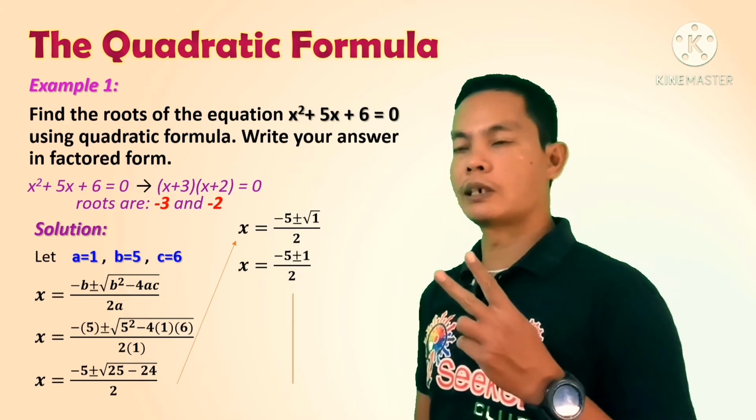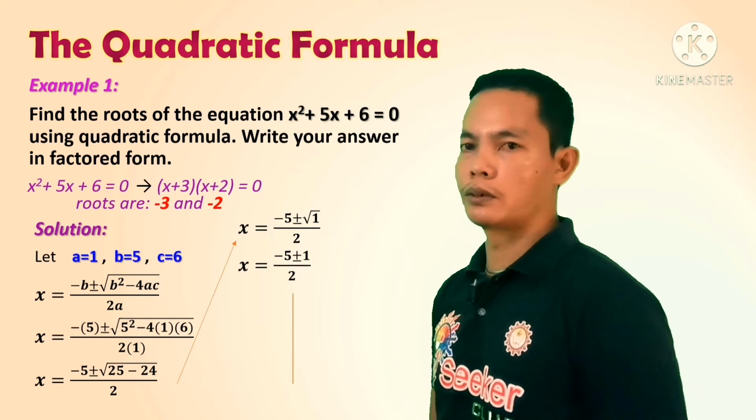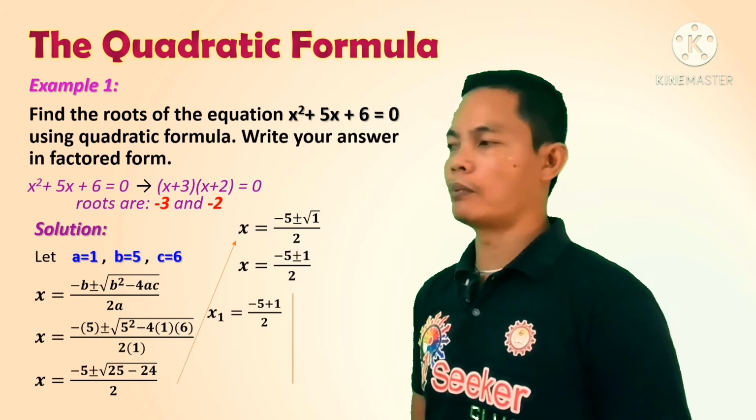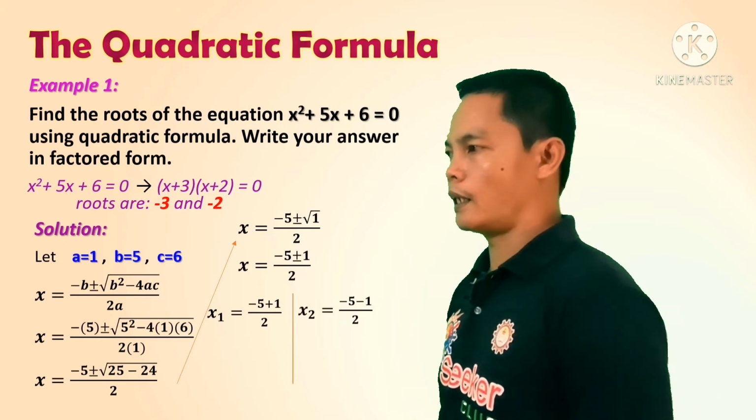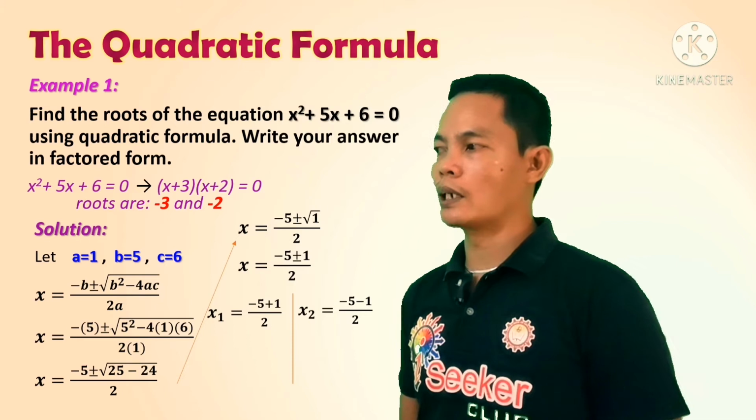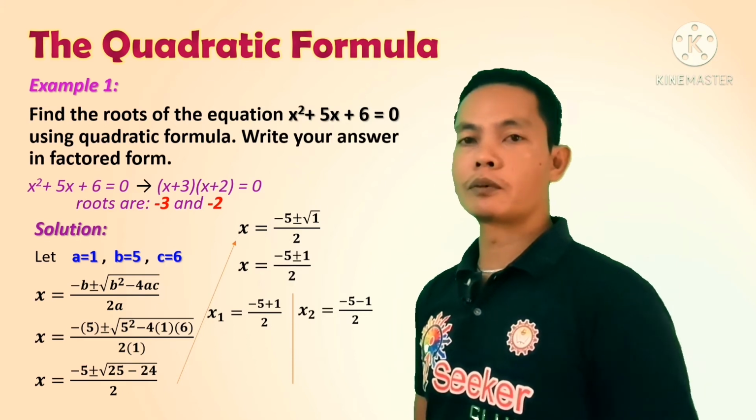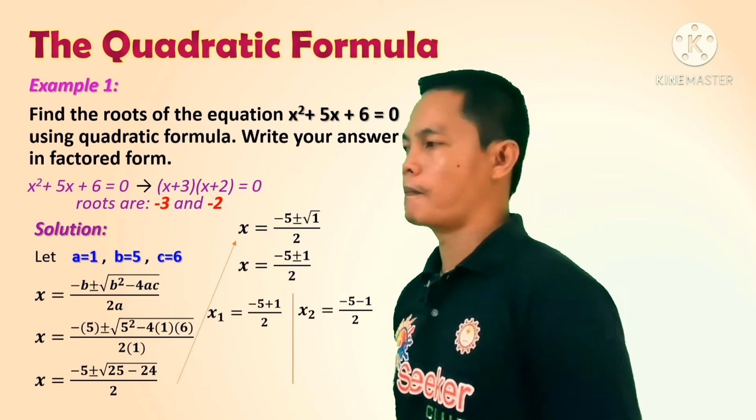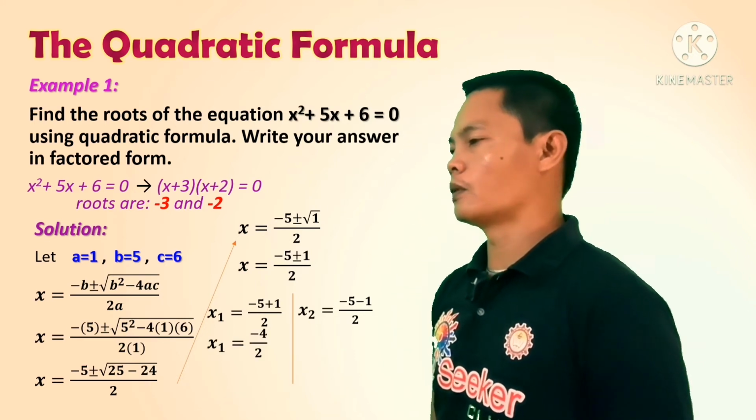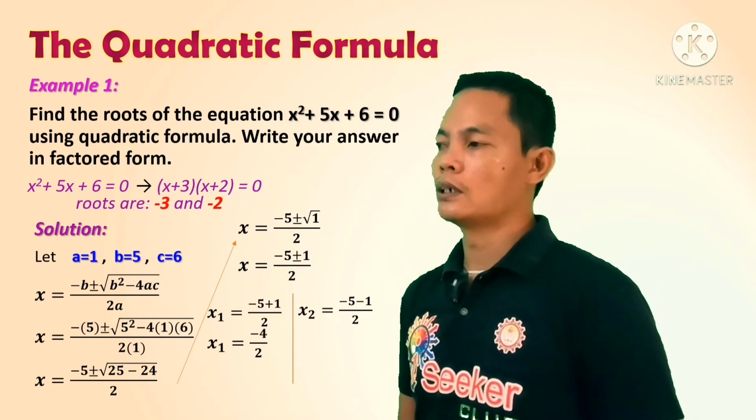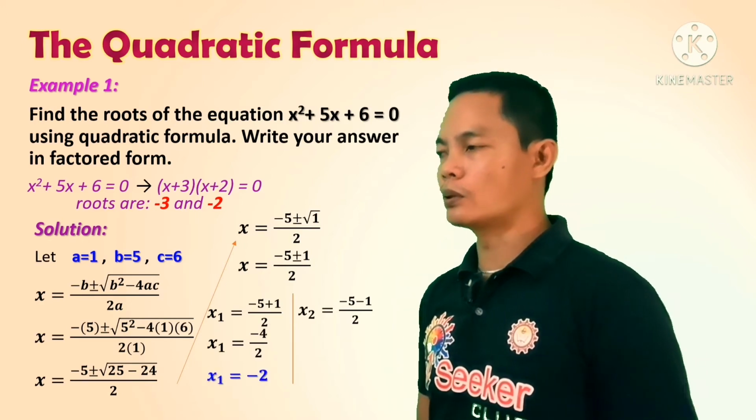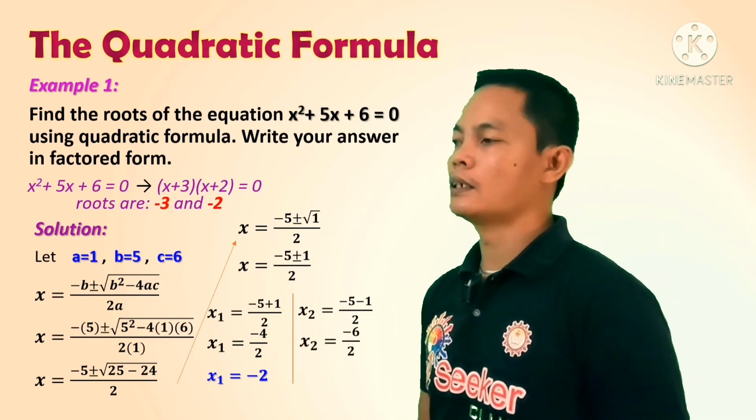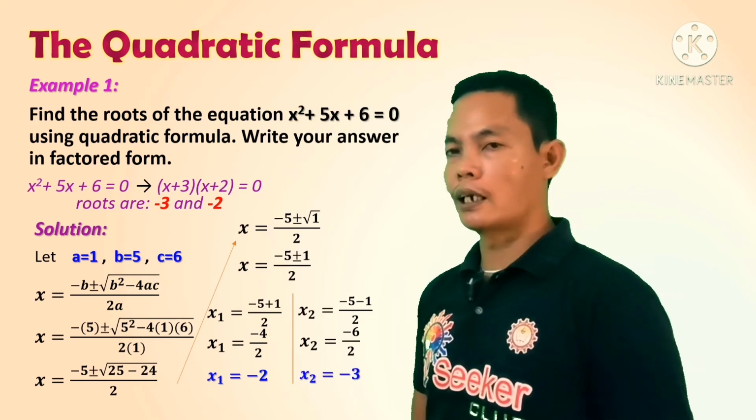Then we have two separated x values or maybe roots. X of 1 or the first x is equals to negative 5 plus 1 over 2, and the second x is negative 5 minus 1 all over 2. That's the purpose in the formula of plus and minus, to separate two values of x. X or the first x equals to negative 4 divided by 2, and the value of the first x is negative 2, and the second x is negative 6 divided by 2, which is x equals to negative 3.